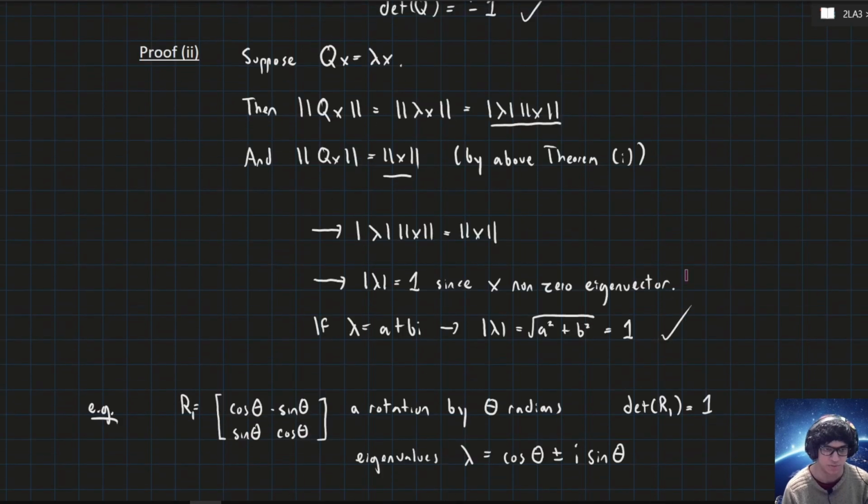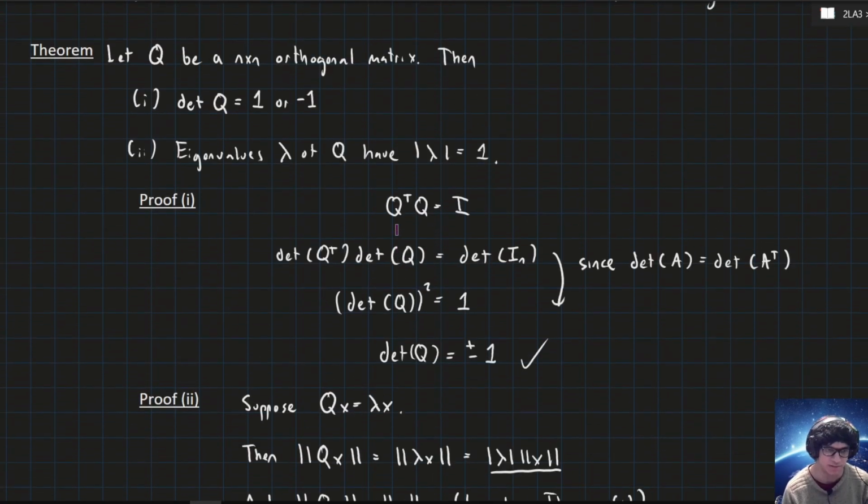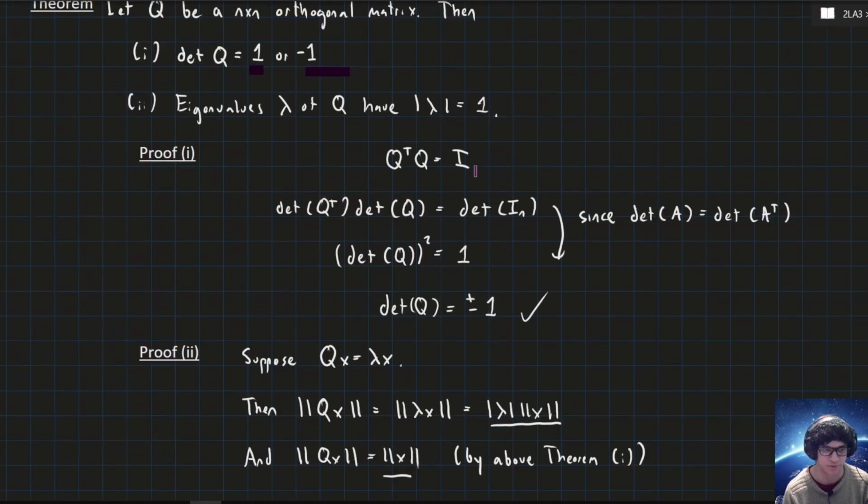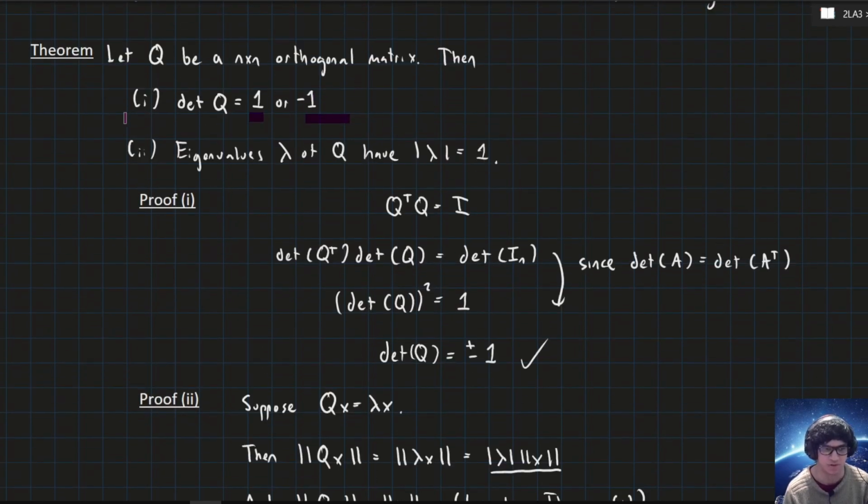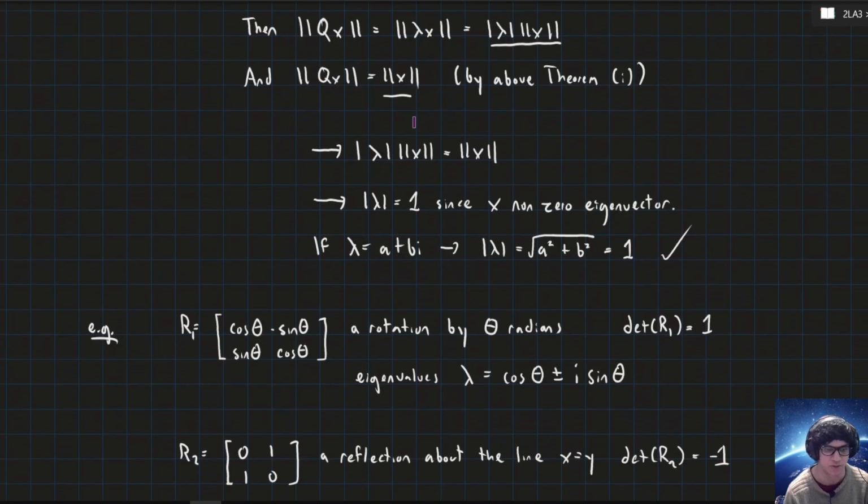So we said that the determinant is either equal to 1 or negative 1. So how do we get a negative 1 determinant? What does that mean? So there are two types of rotations.